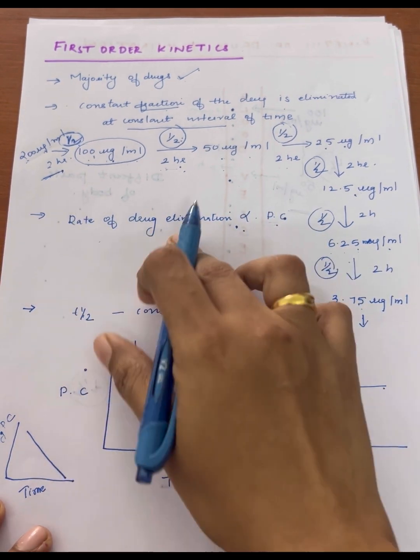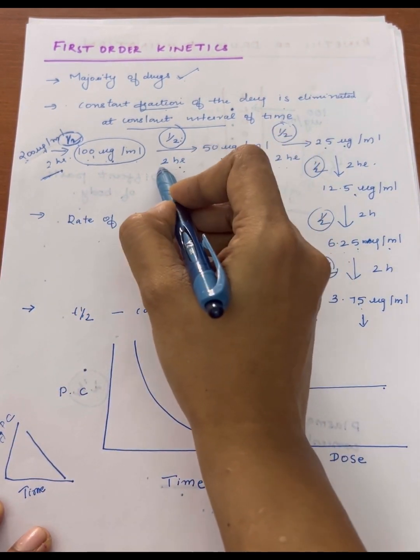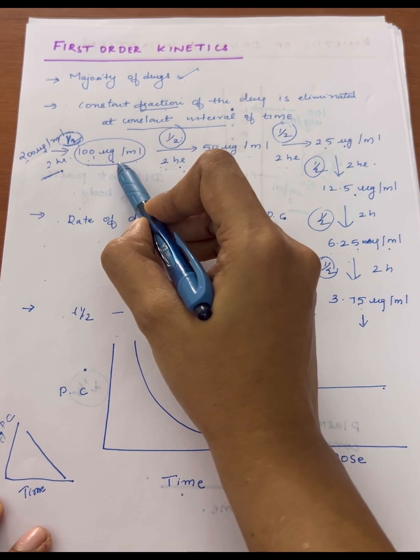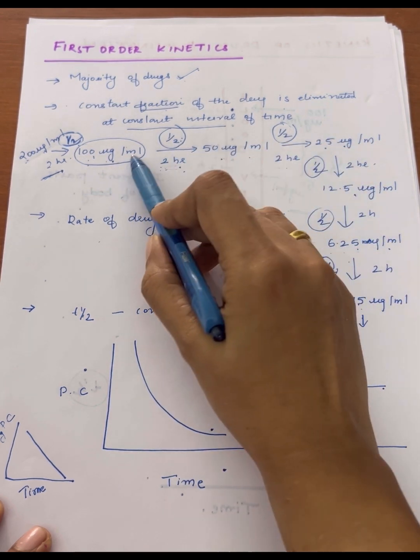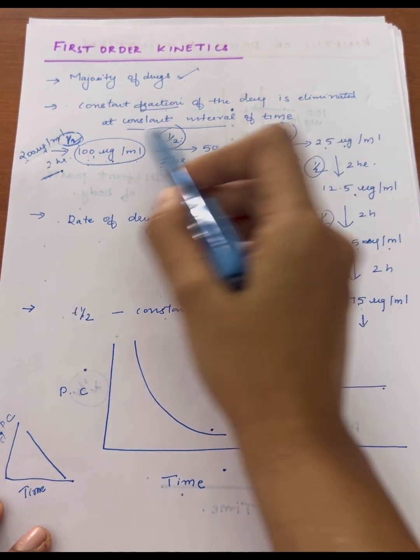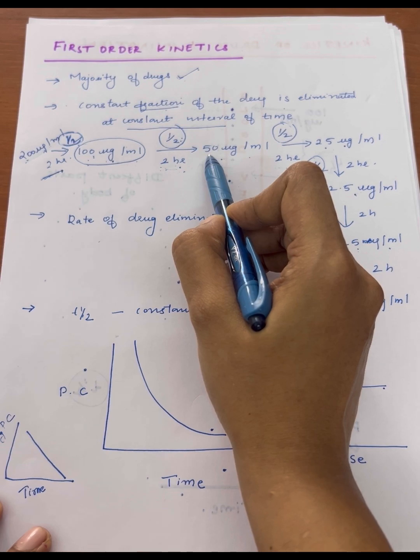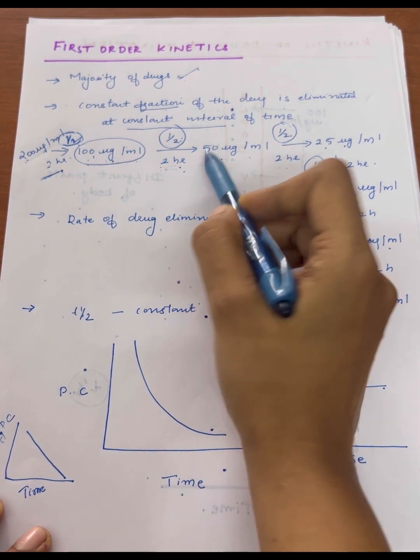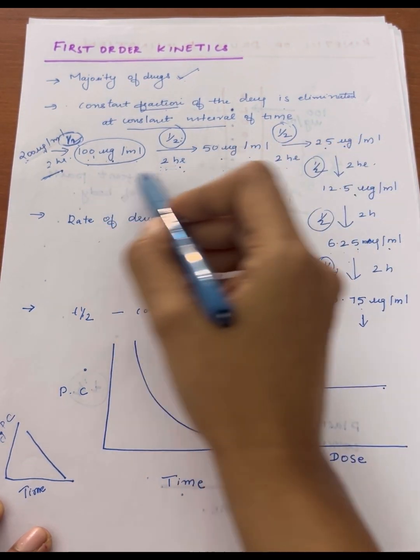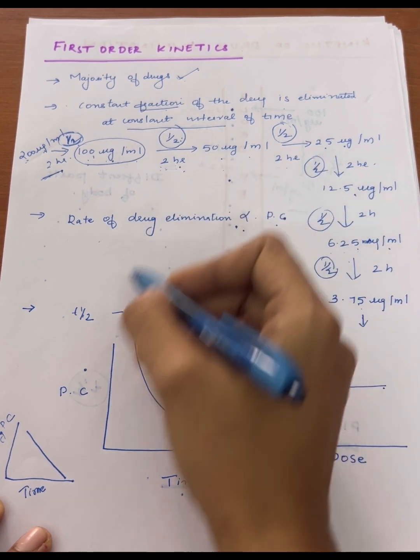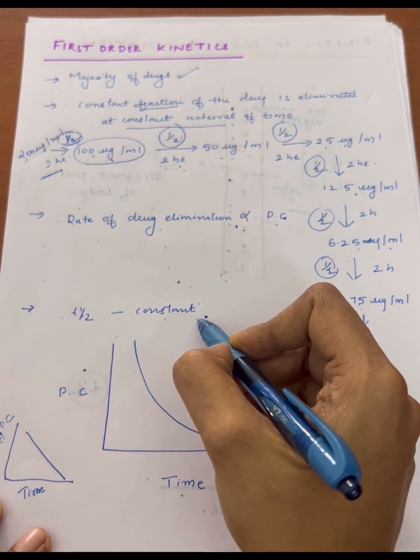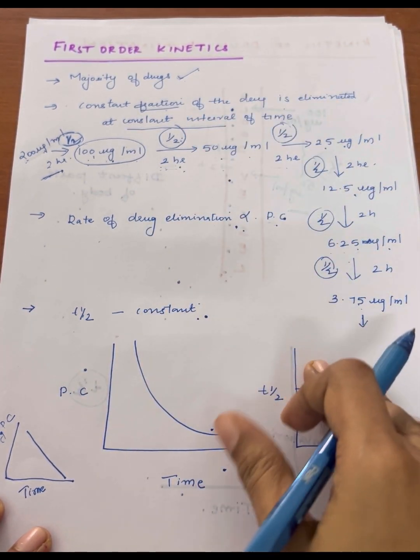Then about the T half, you can see that the time remains constant. So 100 is getting reduced to 50, that is 50%. The T half is also remaining the same. So T half is constant in those drugs which are obeying first order kinetics.